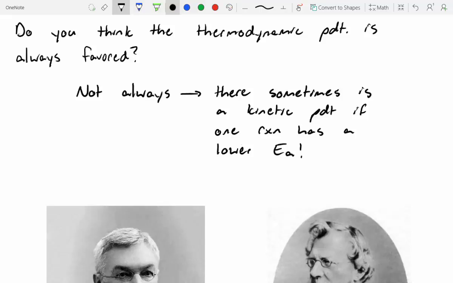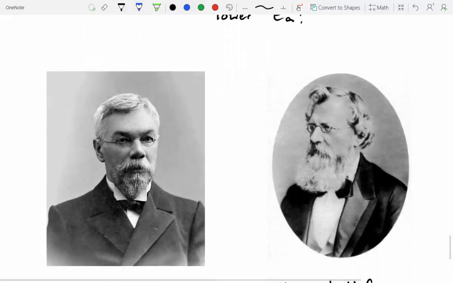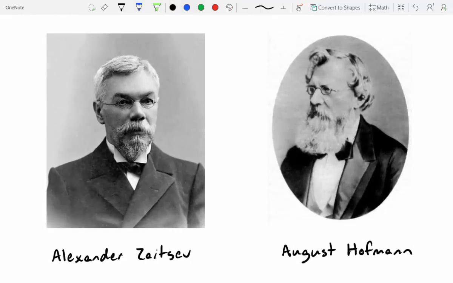So it's not 100% certain that we are going to get that more substituted alkene. It depends. And this comes back to these two gentlemen. Guy on the left is Alexander Zaitsev. The guy on the right's August Hoffman. Two handsome fellows with magnificent beards. As always. Yeah, as always.